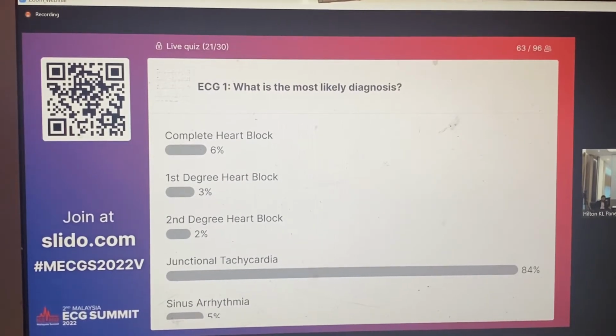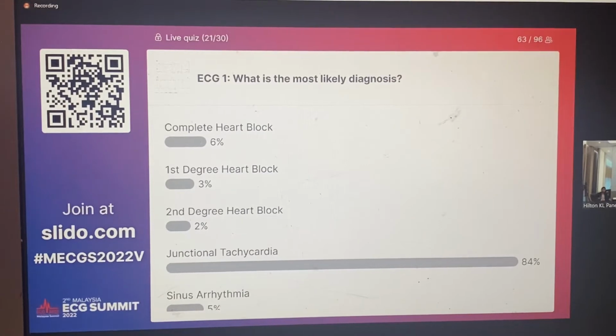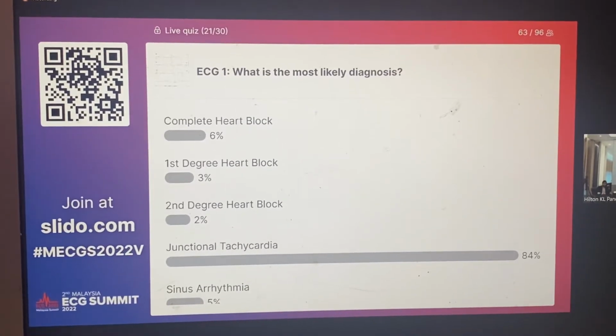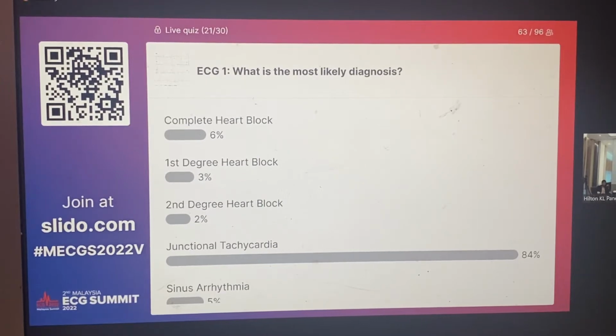most of us answered junctional tachycardia, and I can understand why, because if you look at the ECG, unfortunately the answer is not junctional tachycardia. The answer is actually first degree heart block. So why? Only 3% answered correctly.